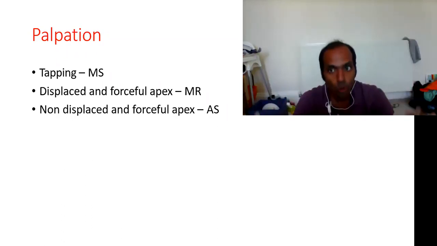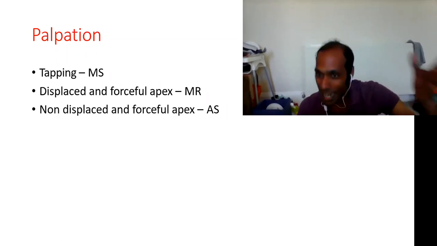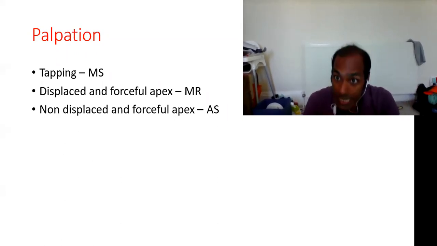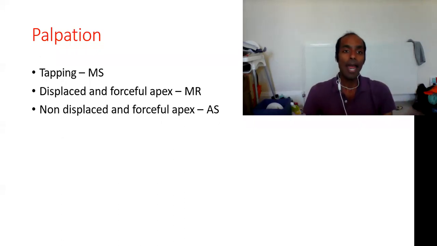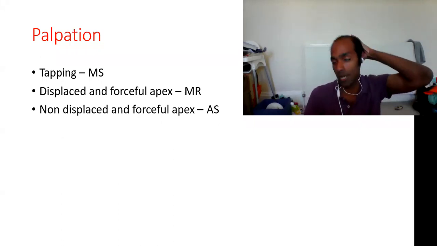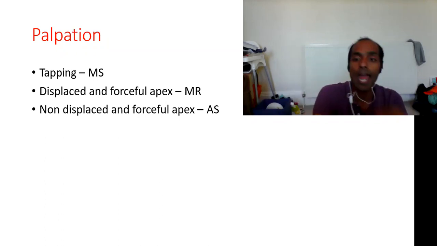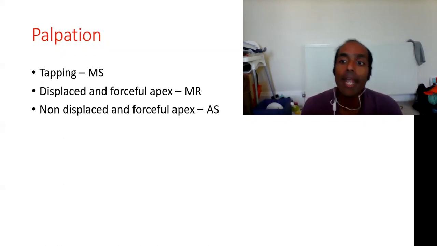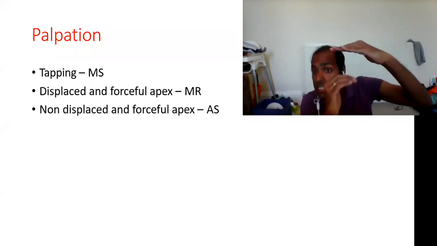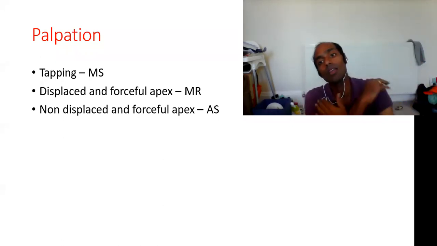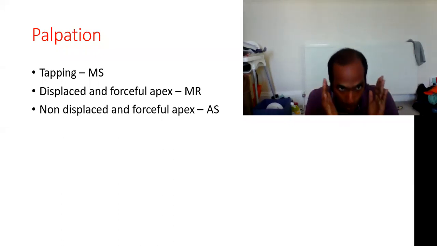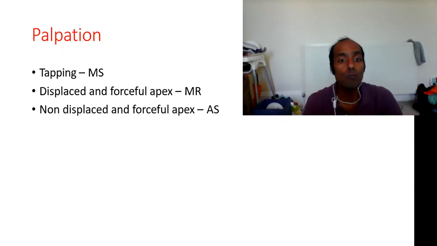So you get volume overload. And when you get volume overload of the left ventricle, it causes a thrusting apex. Write that down: thrusting apex. As I described earlier, a thrusting apex means a displaced and forceful cardiac apical impulse. It is non-sustained. So very important, remember: a thrusting apex in mitral regurgitation is due to volume overload.